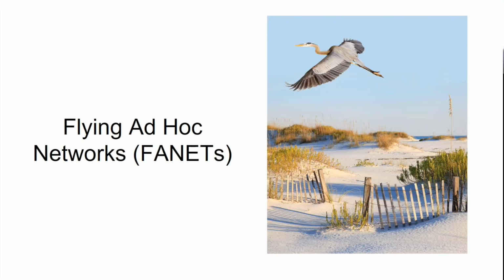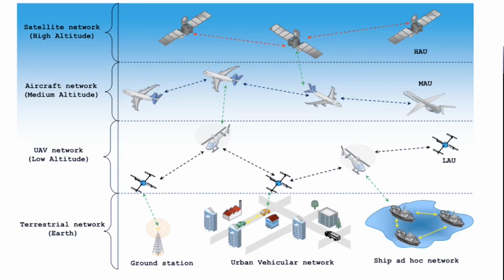Next thing is flying ad hoc networks. We generally call them FANETs. So you can see that there are 4 kinds of flying networks. First, the bottommost one is the terrestrial network, the earth network. So we have wireless communication, wireless routers for houses, and we have ship ad hoc networks. A ship ad hoc network means how ships are able to communicate with each other. Next thing is UAV, unmanned aerial vehicle, or simply we call it a drone.